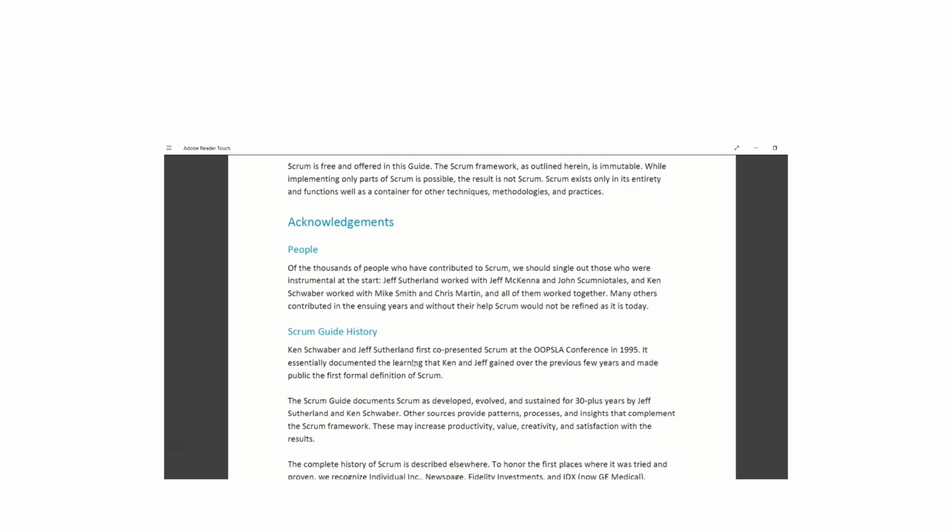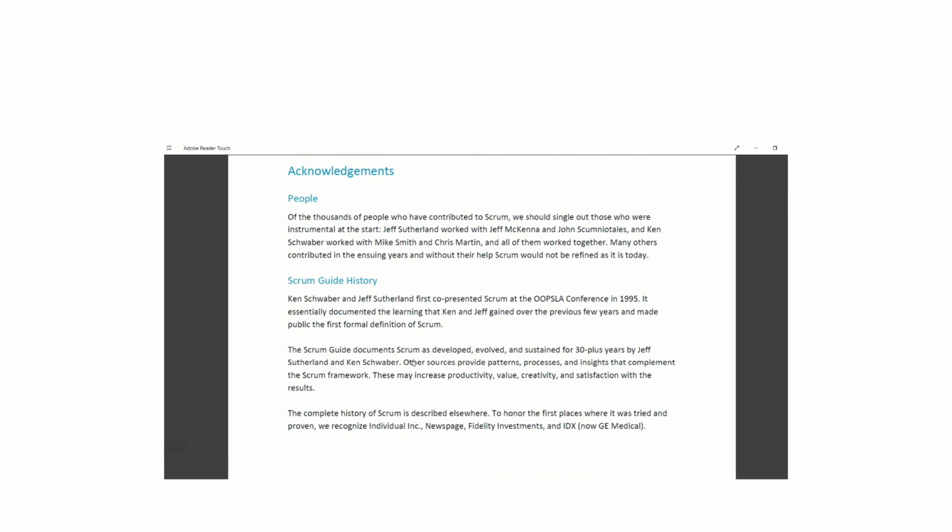Acknowledgements. Of the thousands of people who have contributed to Scrum, we should single out those who were instrumental at the start. Jeff Sutherland worked with Jeff McKenna and John Scumniotales, and Ken Schwaber worked with Mike Beedle and Chris, and all of them worked together. Many others contributed in ensuing years, and without their help, Scrum would not be refined as it is today.